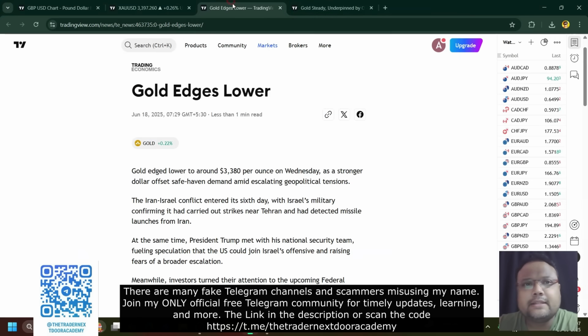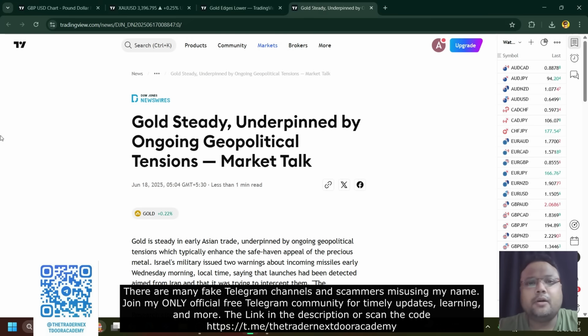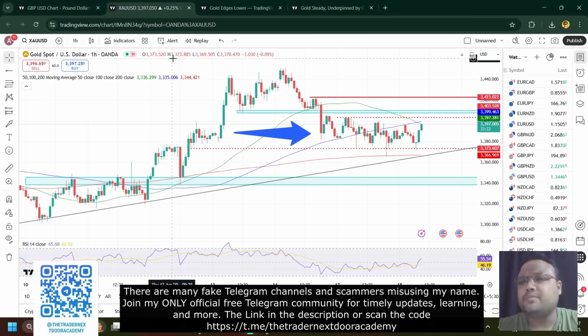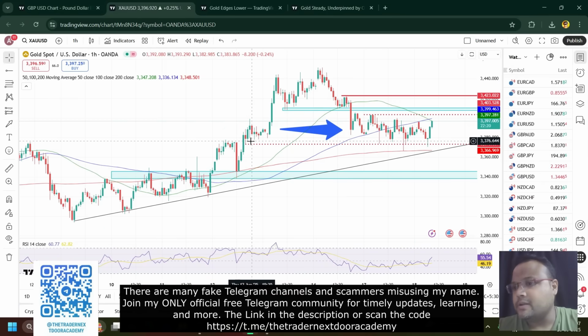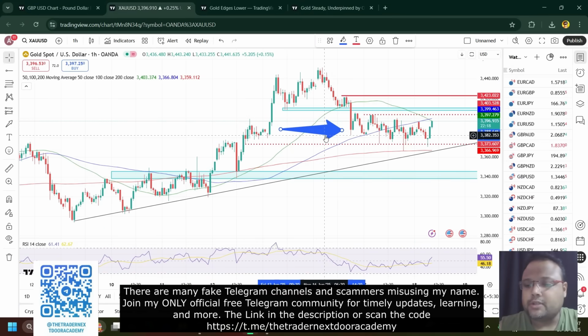And if you look at the markets, you can see gold edged lower to around 3380 per ounce on Wednesday, as a stronger dollar offset safe haven demand amid escalating geopolitical tension. Gold steady, underpinned by ongoing geopolitical tension. So market is more or less bullish because of the ongoing geopolitical tension. Whenever there is a global crisis, gold is bullish.